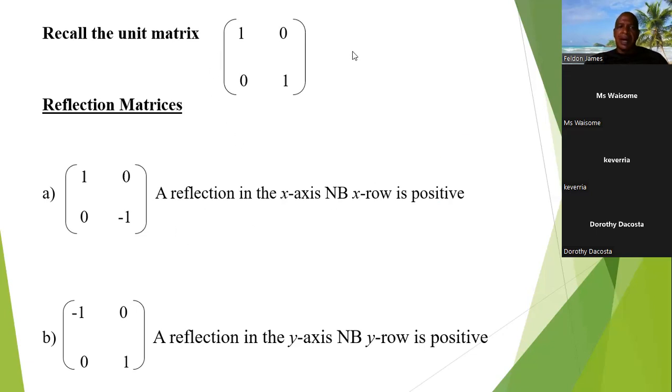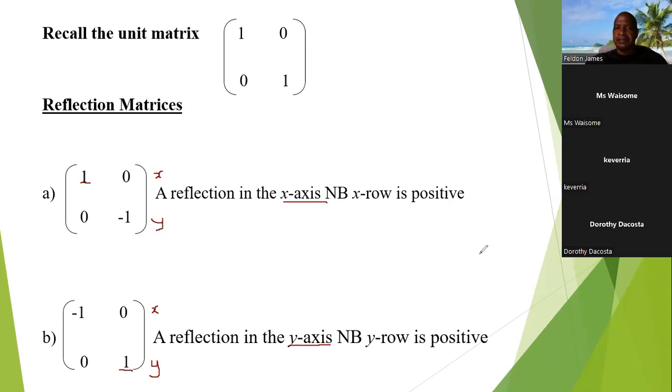All right. Now, I would like to think that when it is reflected in the y-axis, the one in the y position is positive. Remember, if you think of the row above, those are the x values, and the row below, those are the y values. So the one below would be a y. So that value for y would be positive. When the one above is positive, it reflects in the x-axis. When the one below is positive, it reflects in the y-axis.